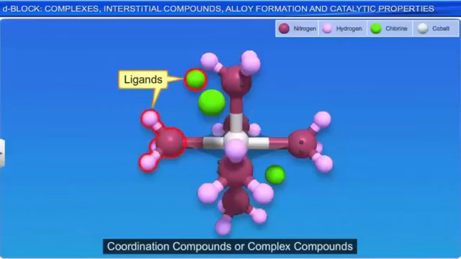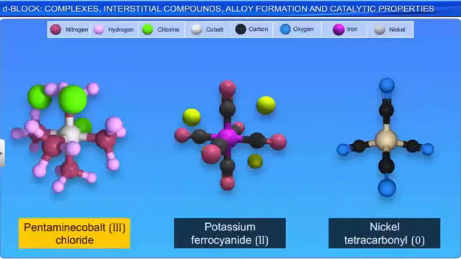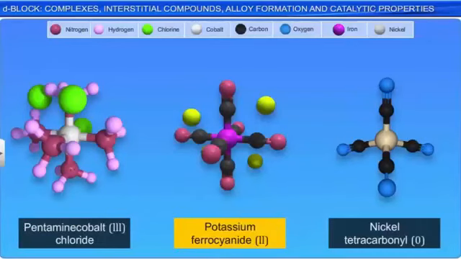Some examples of complex compounds are given here. They are pentaamminecobalt(III) chloride, potassium ferricyanide(II), and nickel tetracarbonyl(0).